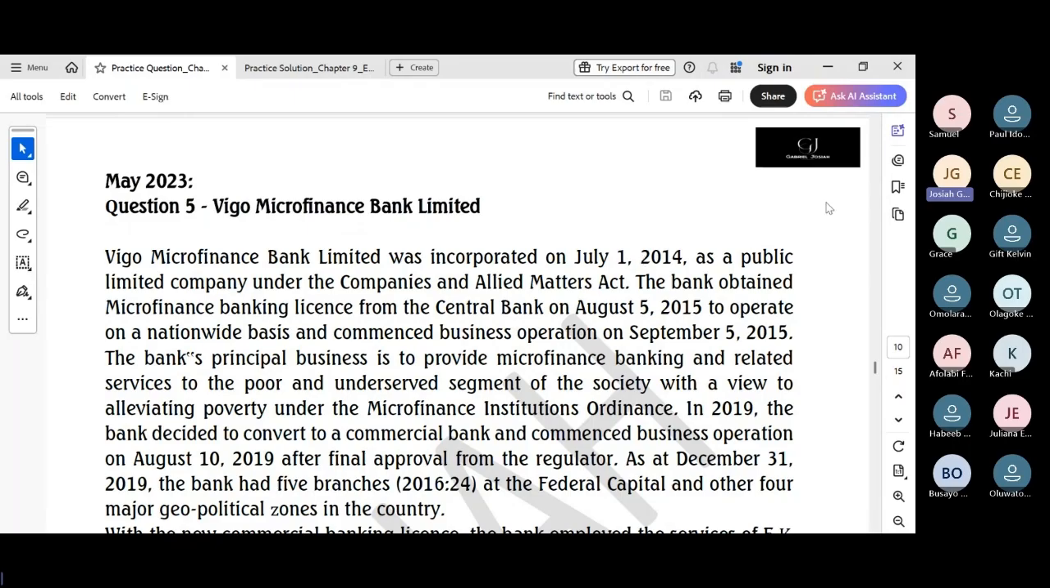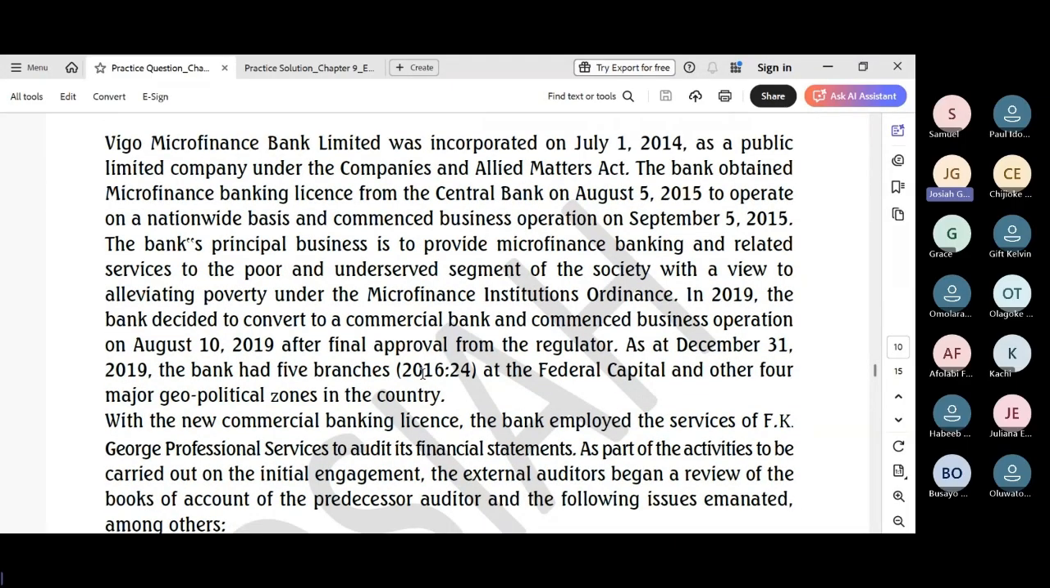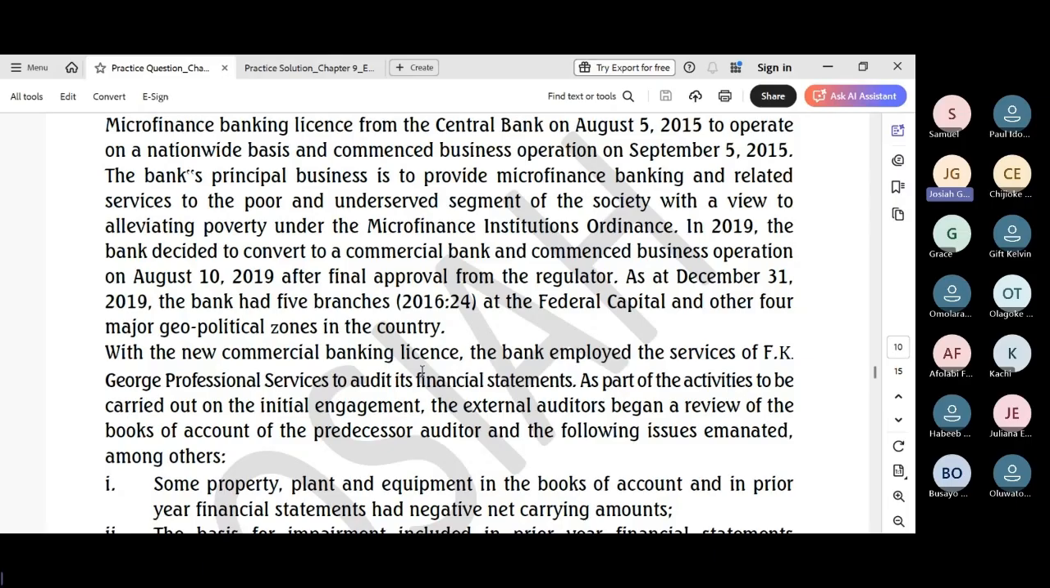Okay, so let's look at this question. Question 5, Vigor Microfinance Bank. The question reads: Vigor Microfinance Bank was incorporated on July 1st, 2024 as a public limited liability company under the CAMA. The bank obtained a microfinance banking license from the Central Bank on August 5th, 2015 to operate on a nationwide basis and commence banking operations on September 5th, 2015. The bank's principal business is to provide microfinance banking and related services to the poor and unserved segment of society with a view to alleviating poverty under the Microfinance Institution Ordinance.